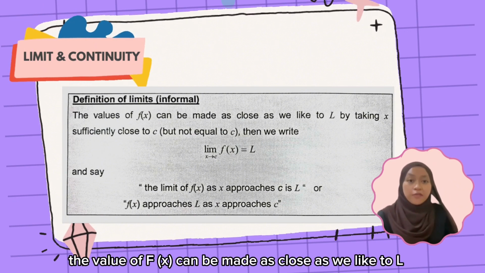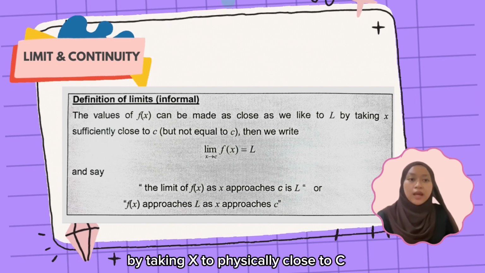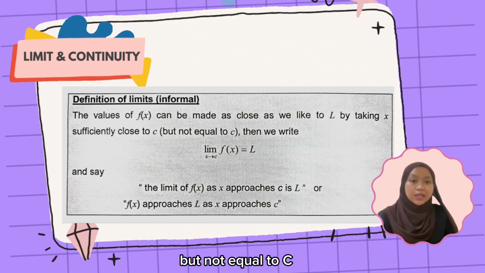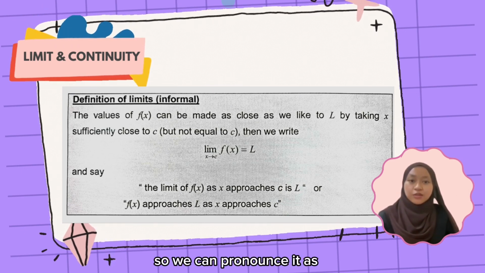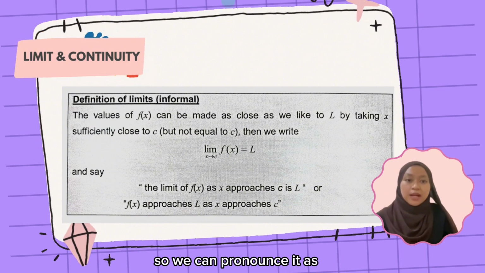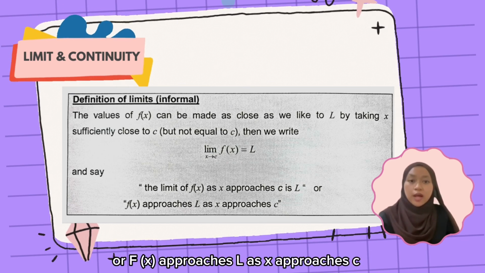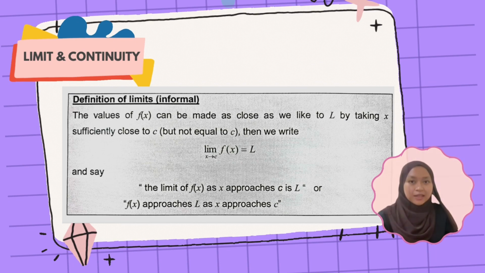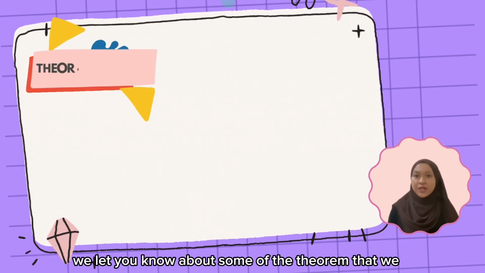The value of f(x) can be made as close as we like to L by taking x sufficiently close to c but not equal to c. Then we write it like this. So we can pronounce it as the limit of f(x) as x approaches c is L, or f(x) approaches L as x approaches c.